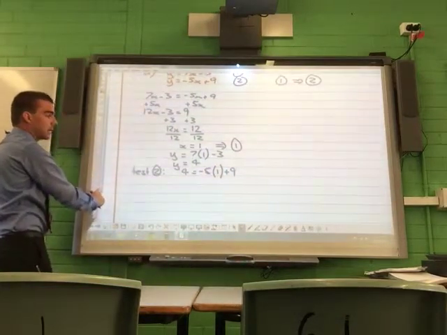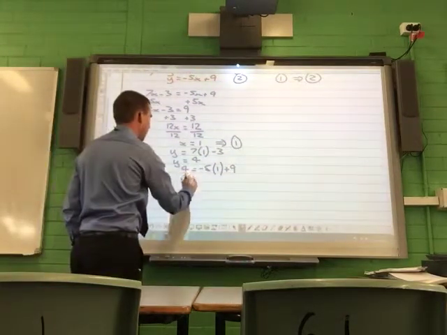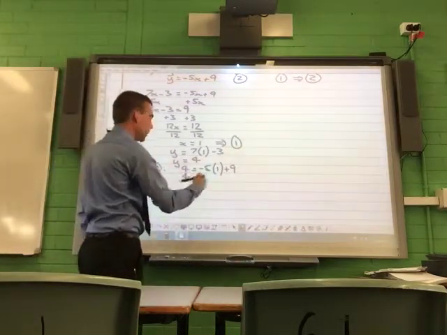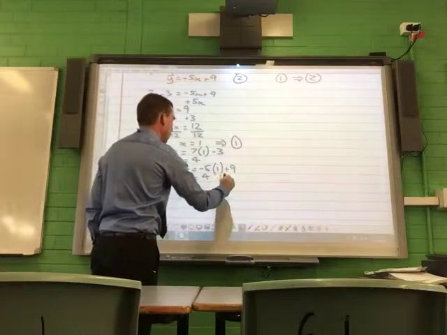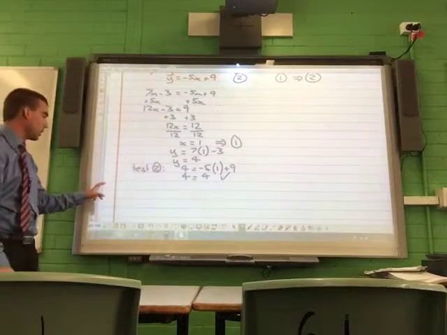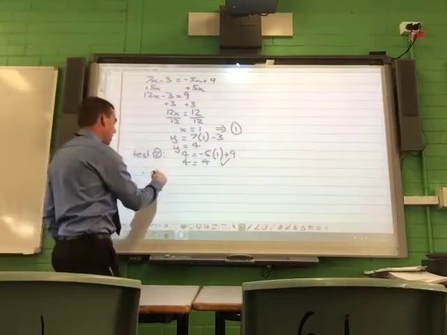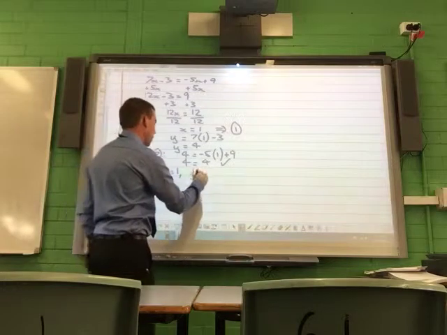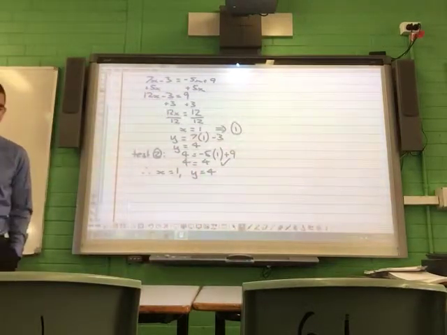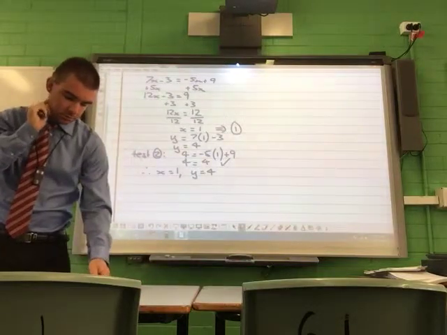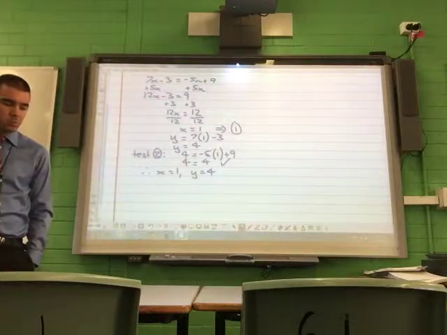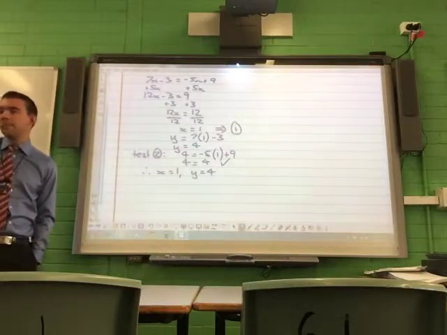Alright, make sure both sides of the equal sign are correct. We've got a constant number on the left, and then minus 5 times 1, which is minus 5. Minus 5 plus 9 will give me 4. Okay, so it's a good way to check your solution without going through your working again. So therefore, x equals 1 and y equals 4. Right, any questions before we move on to the next one?